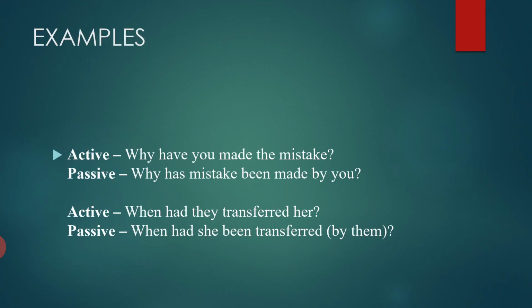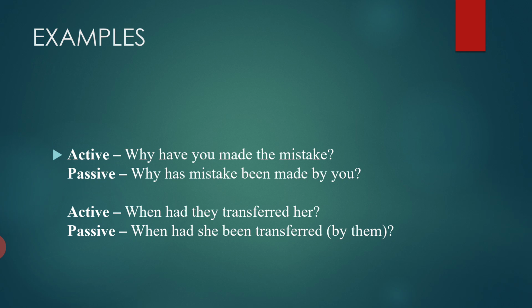So let's see. Why have you made the mistake? So, why: WH plus have, has, had, plus you is the subject, plus V3 made and the object and interrogative mark. Now, why: WH plus has, because mistake is a singular one. So has plus mistake been, you have to use. So why has the mistake been made (V3) by you, subject is you, and interrogative mark. Why have you made the mistake? Why has the mistake been made by you?